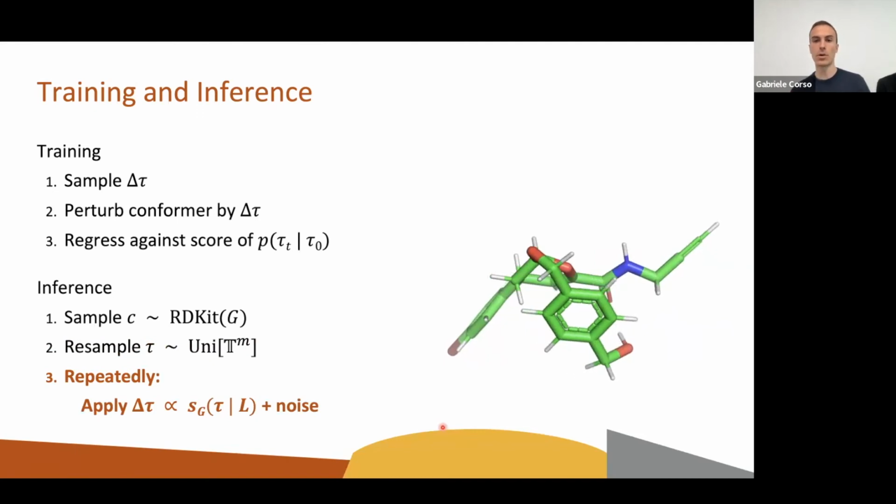And so now we are ready to repeatedly apply our reverse diffusion process, where for each conformation, we compute the score, we scale the score by the right amount, and we add some noise at every step, and then we apply this update. And we repeat this 20 times to get our final prediction.